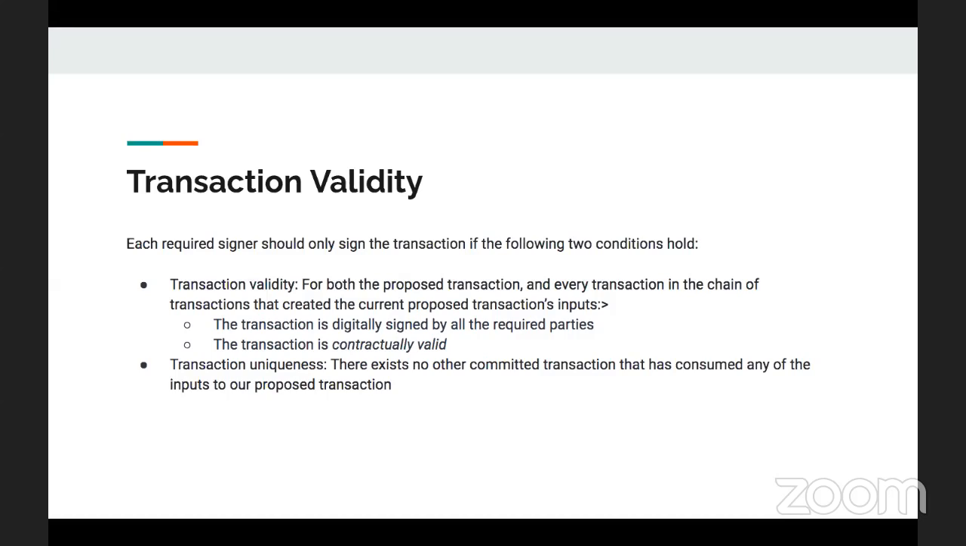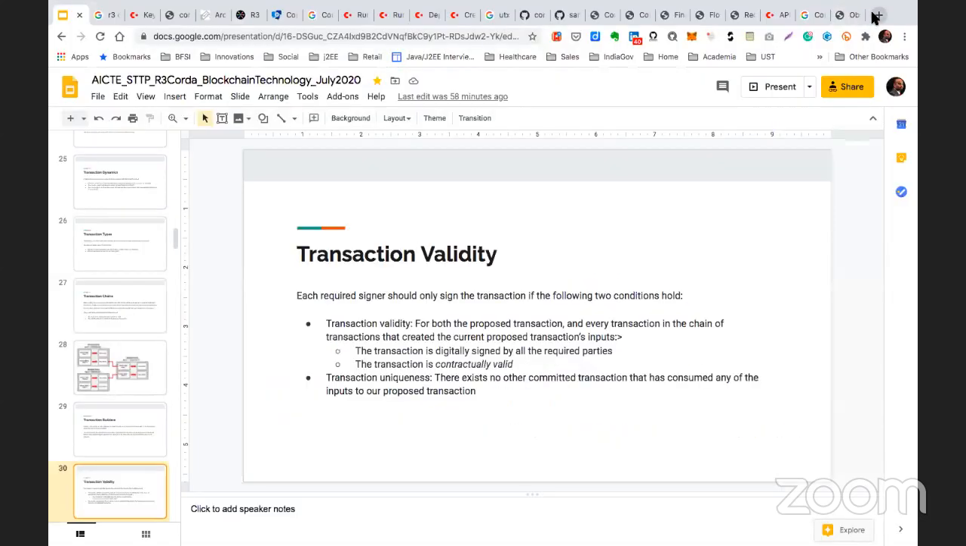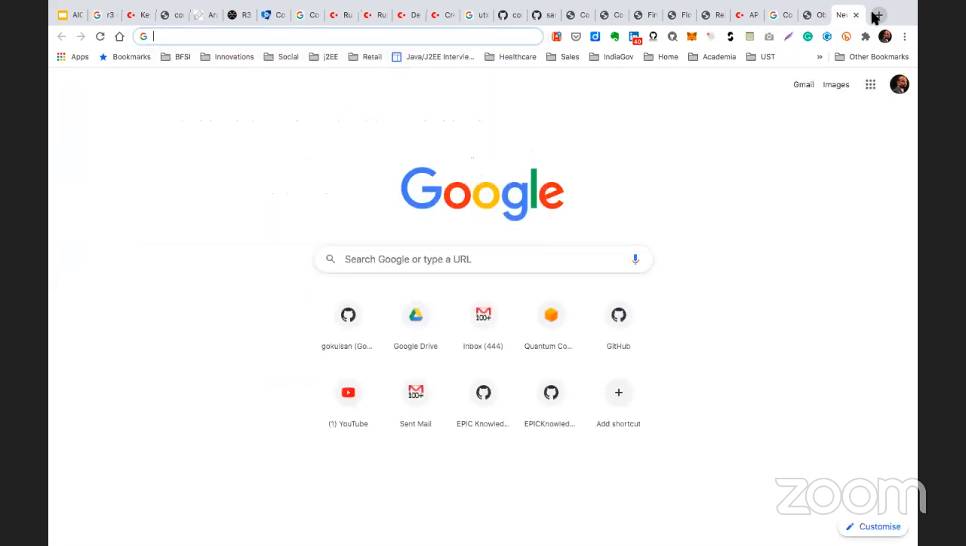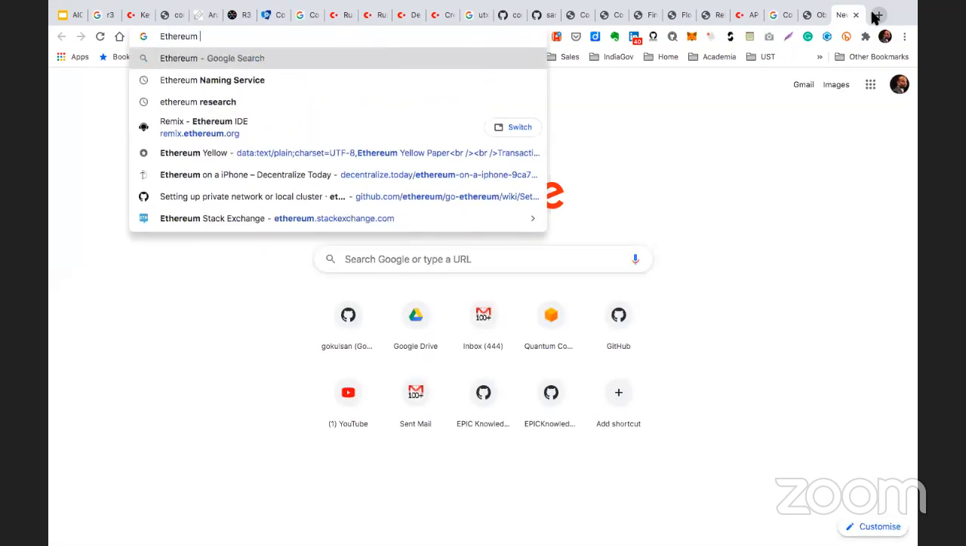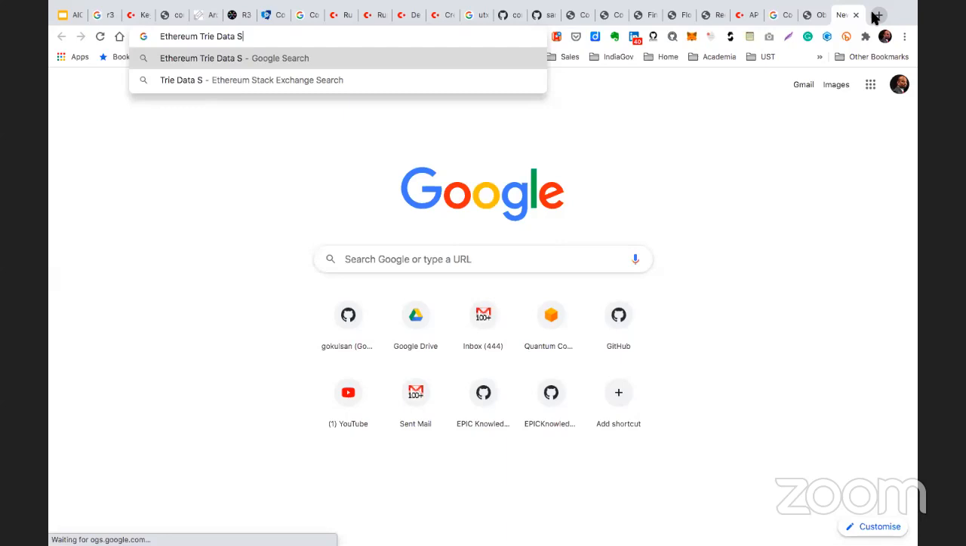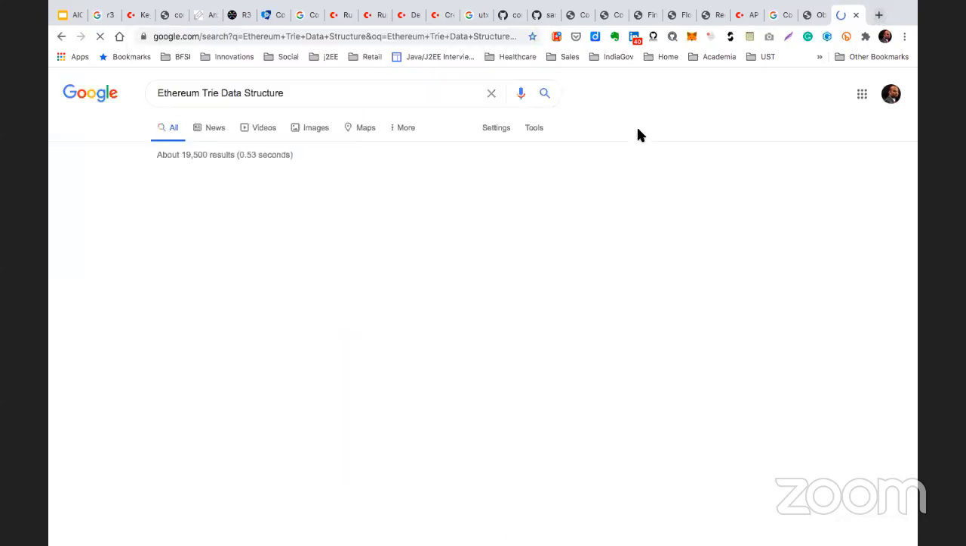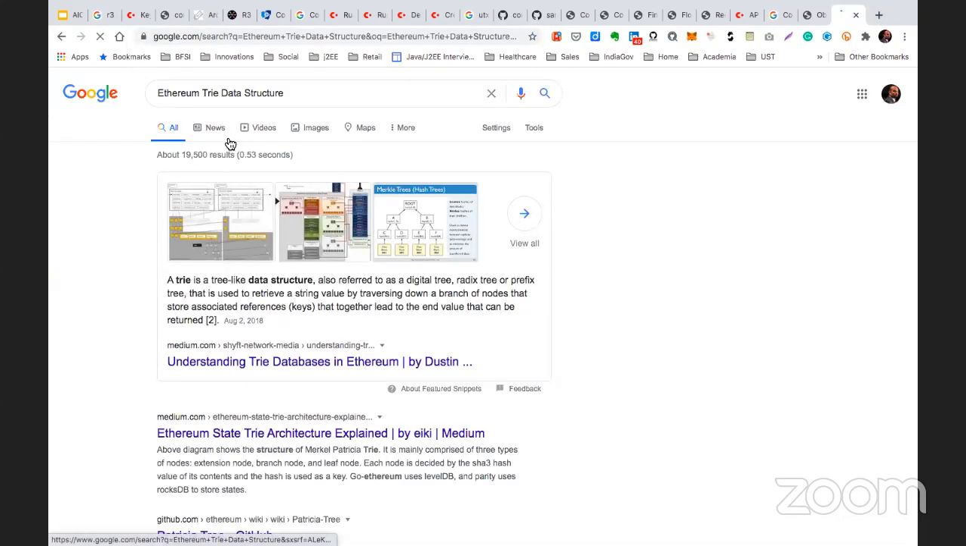Ethereum follows a different model where they construct different state tries. So there will be a trie for account, another trie for a receipt, another trie for, if you want, I can show you the Ethereum data structure. Then you will understand the Ethereum trie data structure. Let me show you the diagram. Yeah, this diagram shows the Ethereum trie data structure.